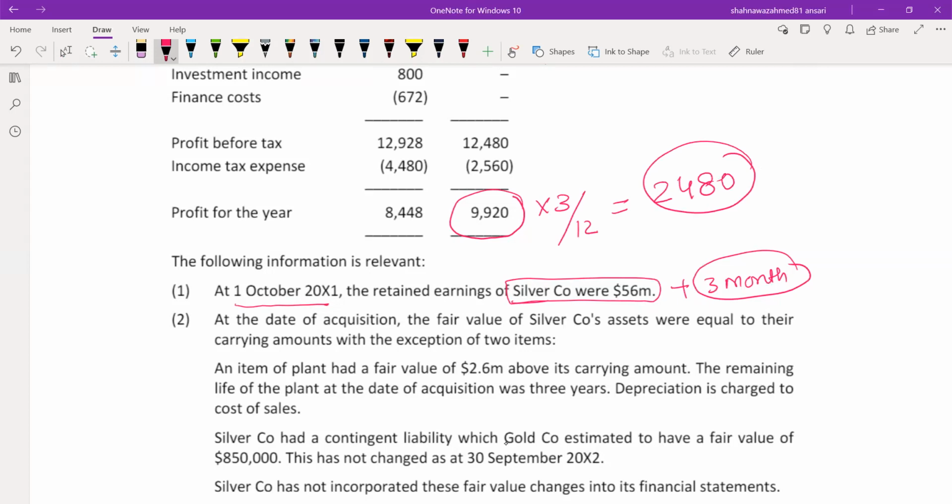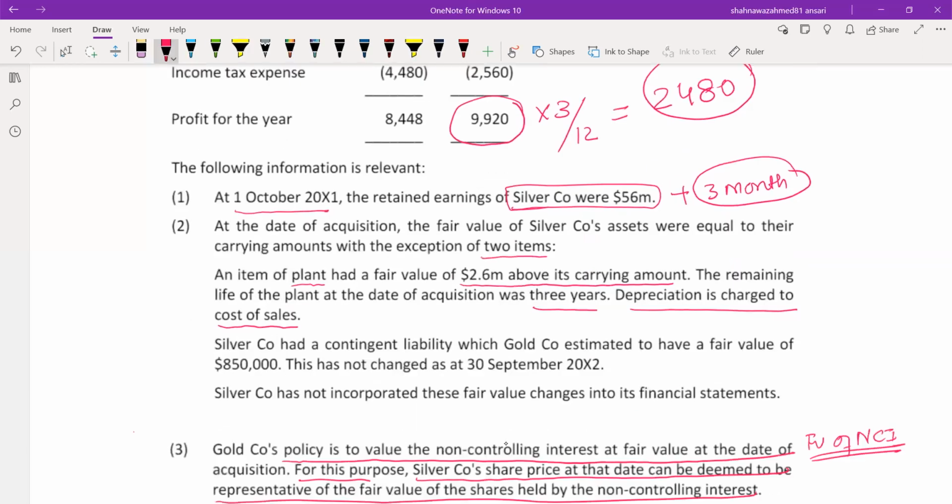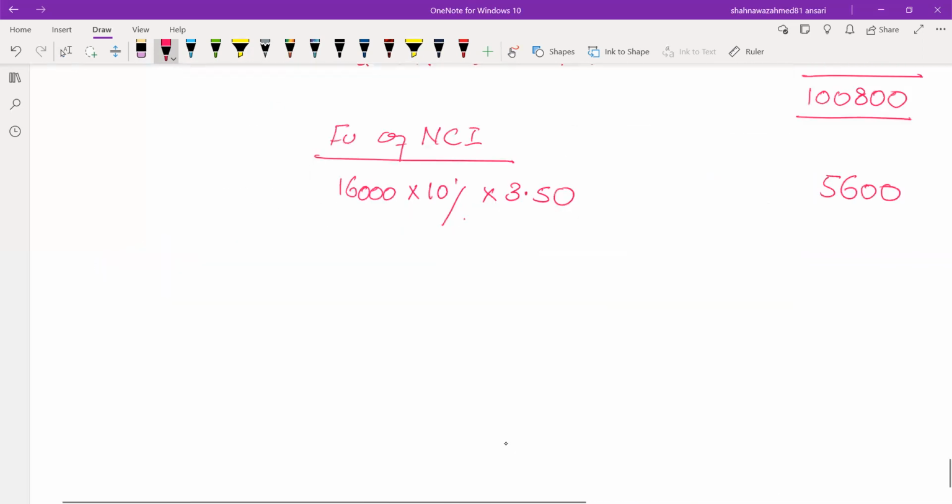At the date of acquisition, the fair values were equal to their carrying amount with the exception of two items. First one is a plant having a fair value of 2.6 million above carrying amount. The remaining life of the plant was 3 years. Depreciation is charged in cost of sales. The second one is a contingent liability having a fair value of 850,000, and this has not changed as at 30th September. Silver has not incorporated these fair values into the financial statements. So let's calculate net assets first.